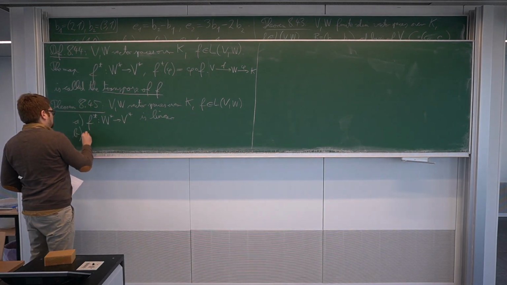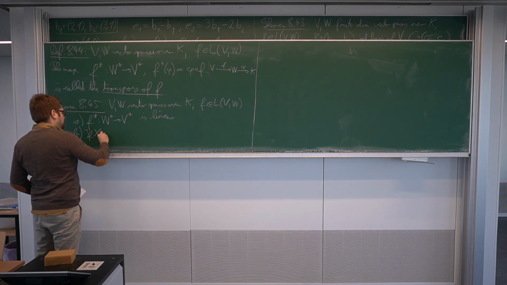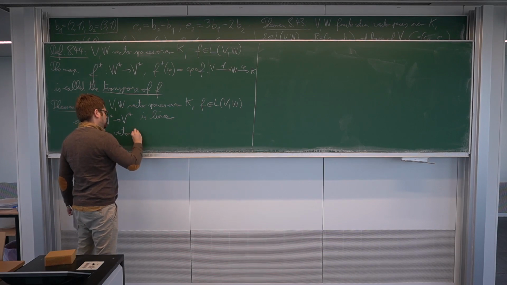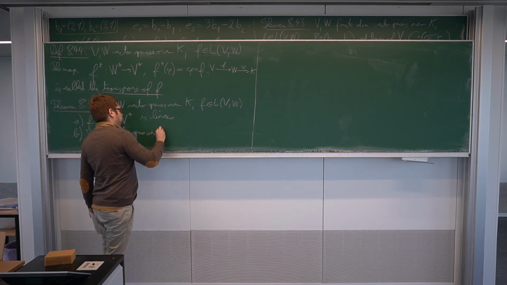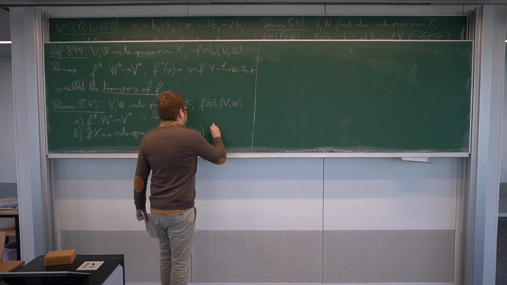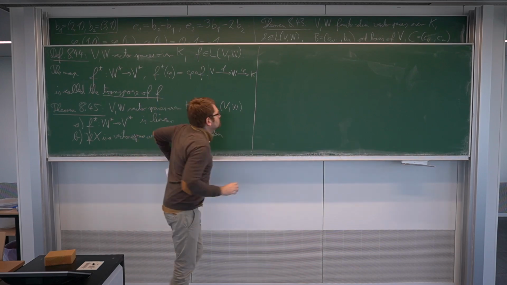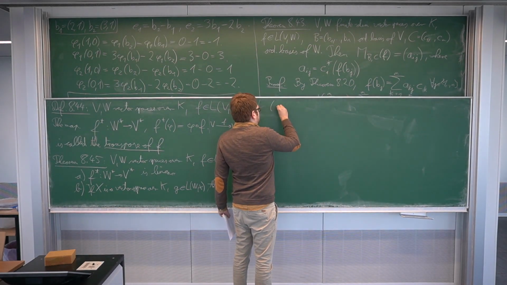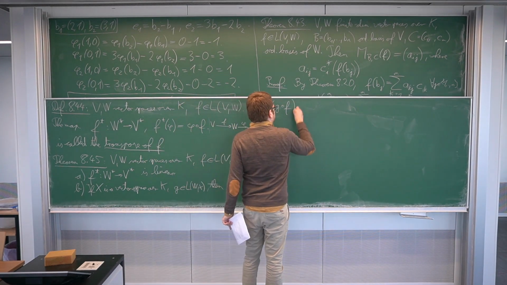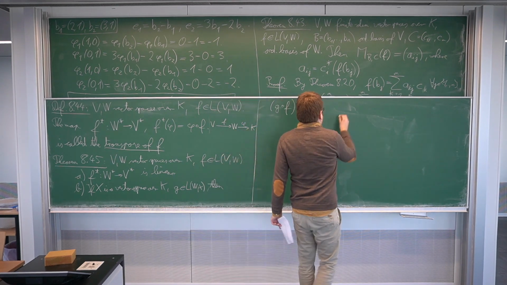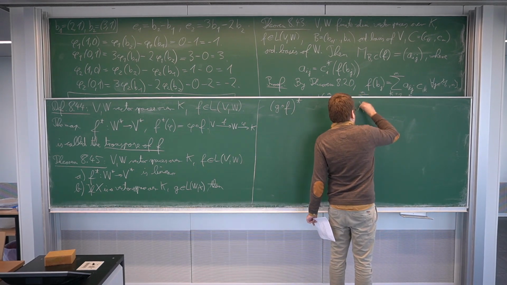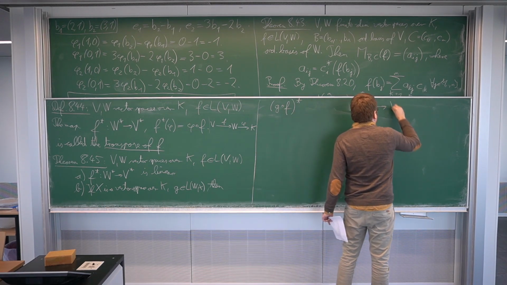And B, if X is another vector space over K, and G is a linear map from W to X, then now I can define the composition G composed with F, which is a map from V to X, and I can take the transpose of this map. So the transpose is going from X star to V star.